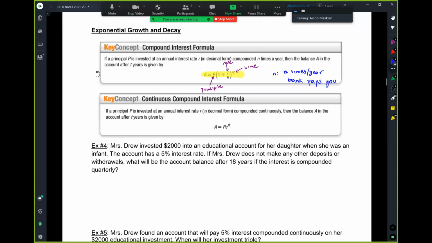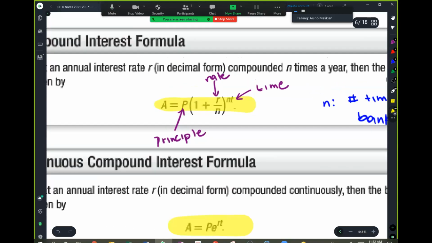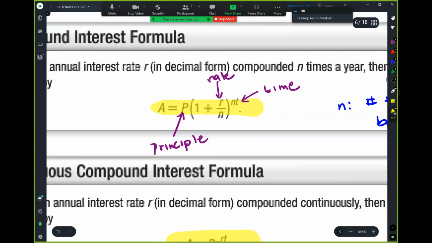Now, if interest is paid to you continuously, then this is the formula: A equals P e to the RT. N isn't in it. So it depends. If the account that you sign up for pays you quarterly, that's 4 times a year. If the account pays you semi-annually, that's twice a year.